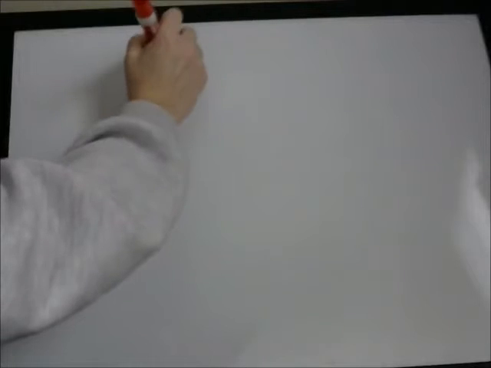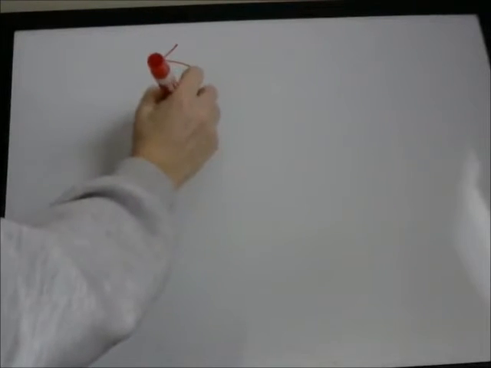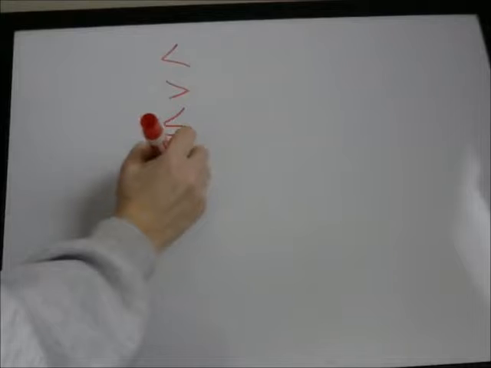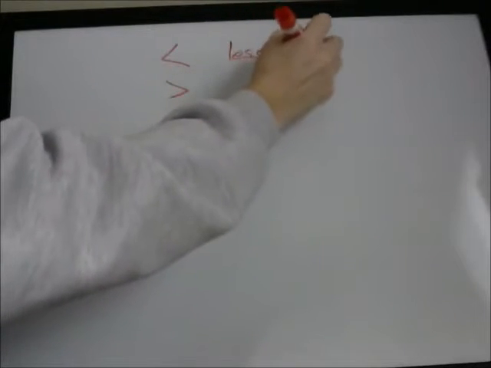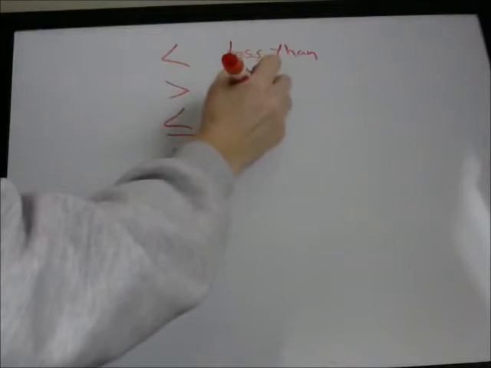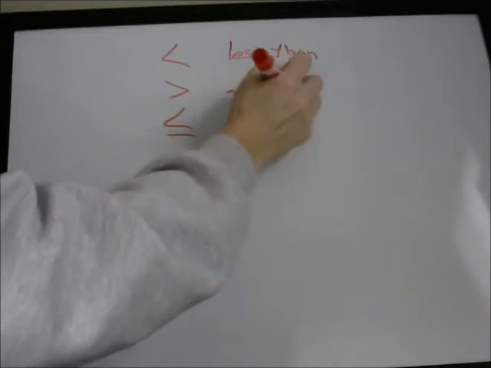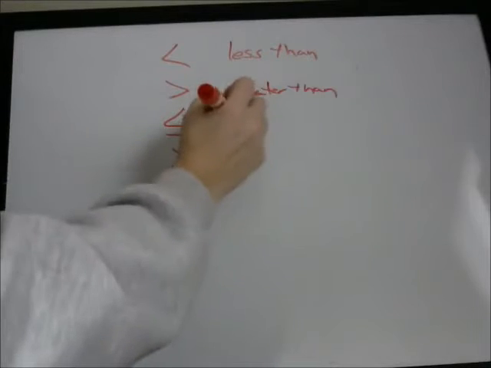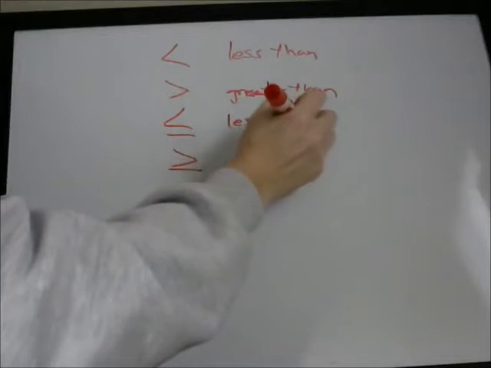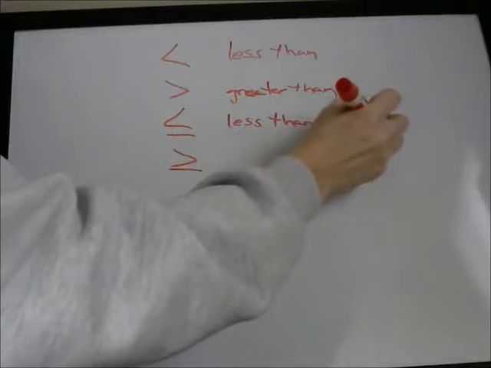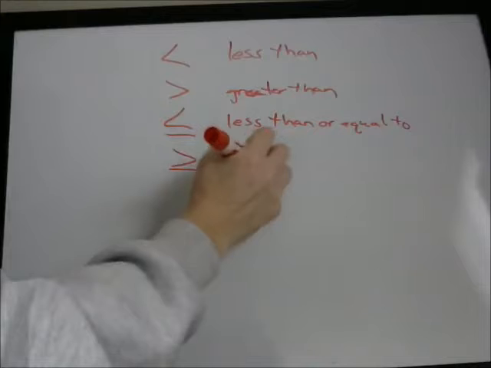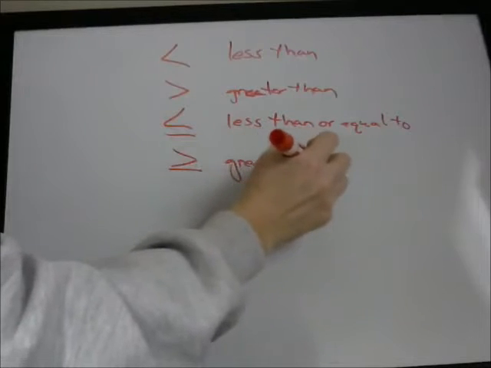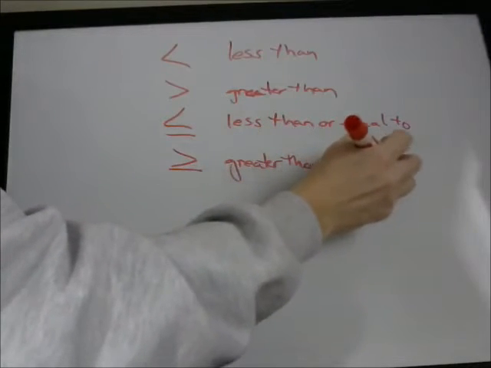Here we're going to talk about inequalities. There are four basic symbols for inequalities. This is less than, this symbol is greater than, this is less than or equal to. Note that it has the line underneath it. And this is greater than or equal to.